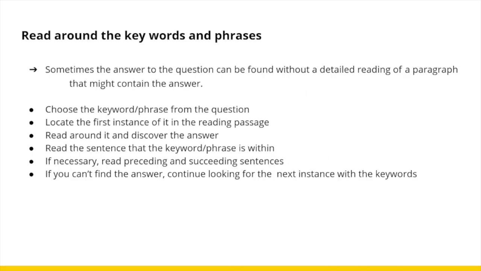And now we are going to review how to read around the keywords and phrases. Sometimes the answer to the question can be found without a detailed reading of a paragraph that might contain the answer. When you are completing multiple choice, true, false, and not given types of tasks, you need to choose a keyword or phrase from the question you have, then go back to your reading passage and try to locate the first example of it. Try to read the words around it, and discover the answer.